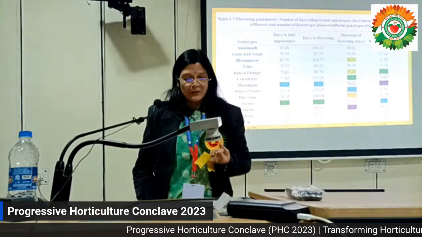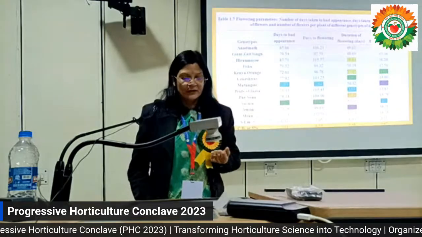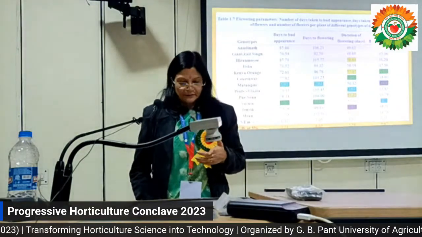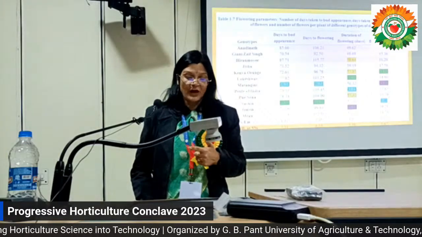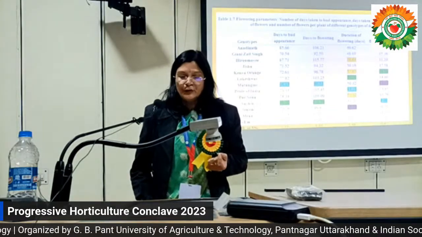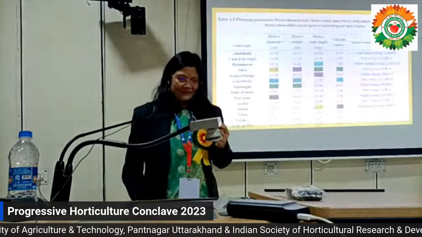The maximum days to bud appearance was observed in Sachin, meaning it is a delayed type of variety, and days to flowering taken in Sachin was 119. And maximum duration of flowering was observed. Your time is already over. Okay, so just stop.